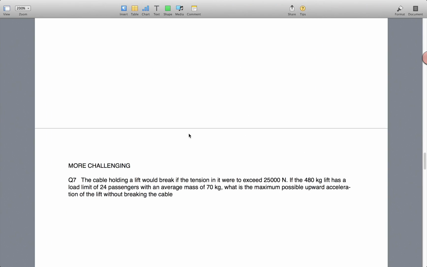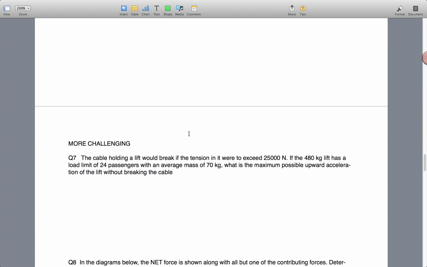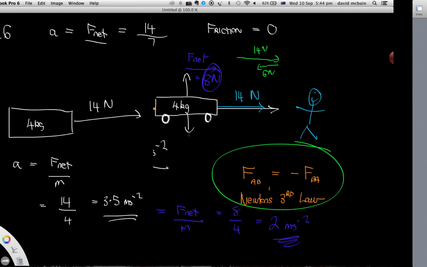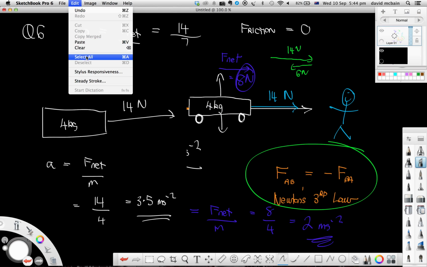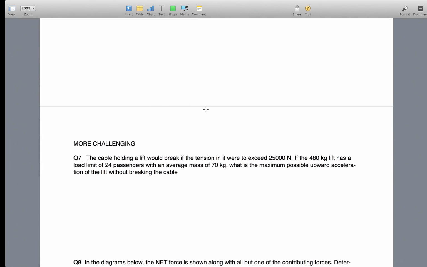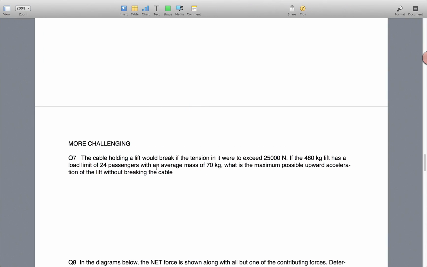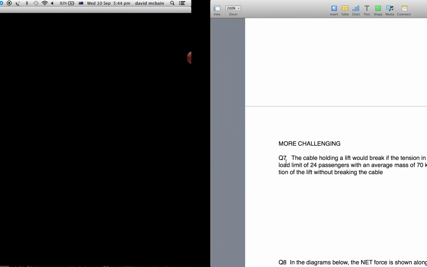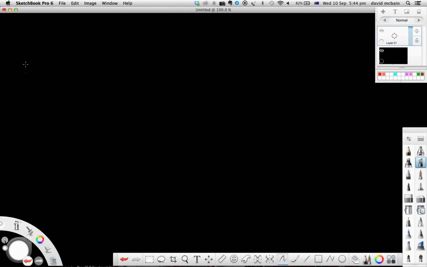Question 7. Okay, clear that. Question 7. The cable holding a lift would break if the tension in it were to exceed 25,000 newtons. Okay, so let's draw this step by step. This is quite a challenging problem. Let's see how we go.